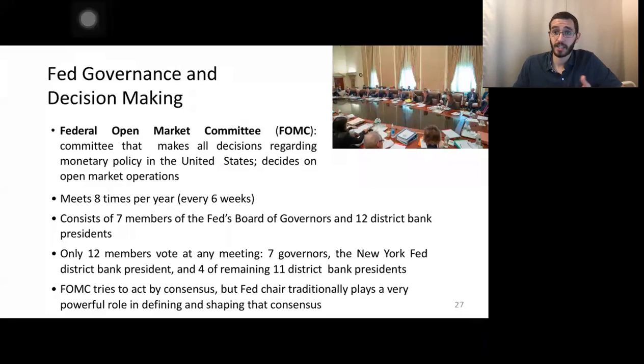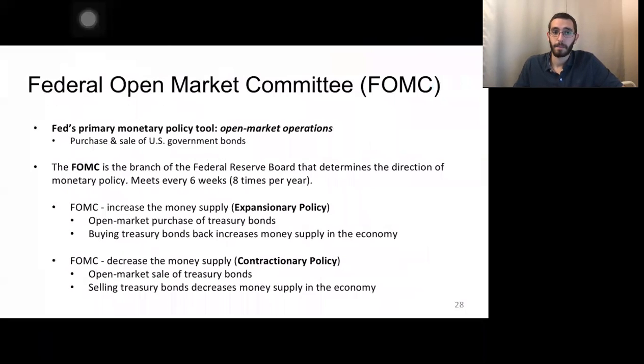So they discuss. Not all of them vote, just 12 vote. The board of governors always vote, and then 5 more presidents vote from the regional feds. But New York is always one of them, and the other ones rotate. So you can see it's pretty democratic between them. It's majority vote wins, and if they tie, then that's when the chairman steps in and makes the final decision.